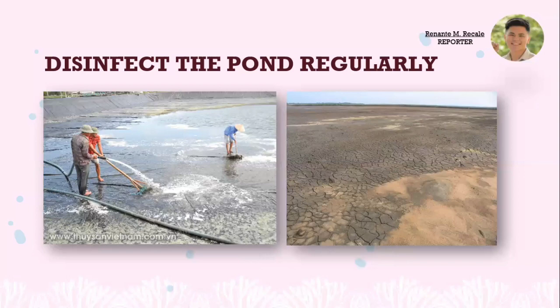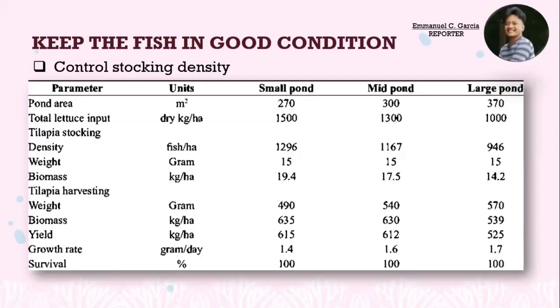Periodic drying stabilizes soil colloids and oxidizes organic matter that encourages the growth of natural fish foods. Draining and drying eradicate competitor fishes and predators and kill disease-causing organisms. So keep the fish in good condition. An example is controlling the stocking density by placing only the recommended amount of fish in each pond.